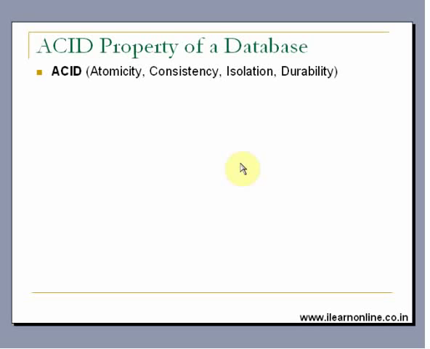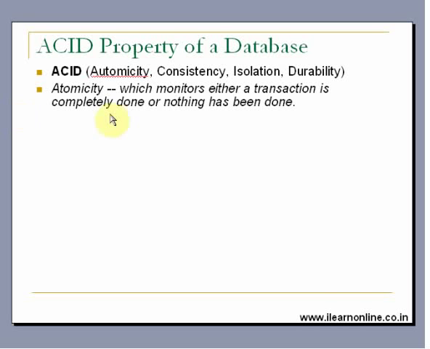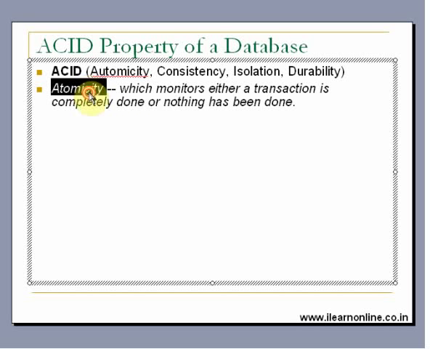So now we will talk about each one of these properties which we have to follow in the database while you are designing the database or while you are dealing with the data for any database to run the business. So what is atomicity? Atomicity is a process which monitors whether a transaction is completely done or nothing has been done. So we already talked about what a transaction is.